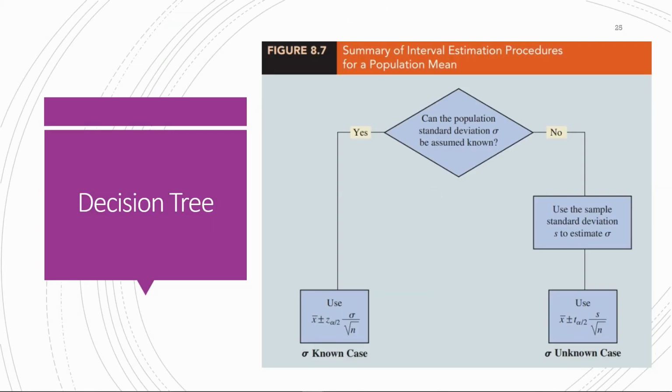So real quick, just a decision tree, right? Can the population standard deviation be assumed? If we know it, we're going to use this equation. We use Z, we use the standard normal distribution, and we just plug in sigma that we know. If we don't know it or we can't assume it, we have to use the sample standard deviation S to estimate the population standard deviation, which is right there. And then we also have to use the t-distribution instead of the standard normal distribution.